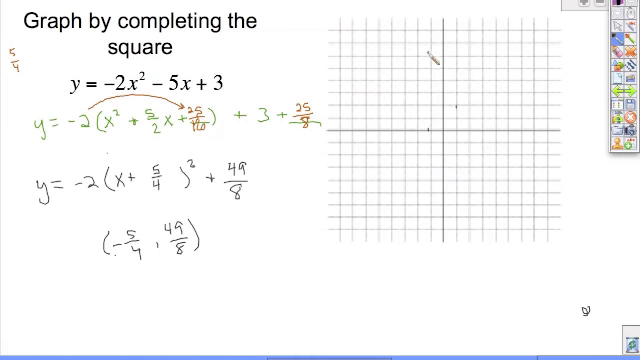So my vertex is right about there. There's also going to be an axis of symmetry running through that point, and I need some more points to put on this graph. An easy one to plug in would be x equals 0. That's going to get me a y-intercept of 3.